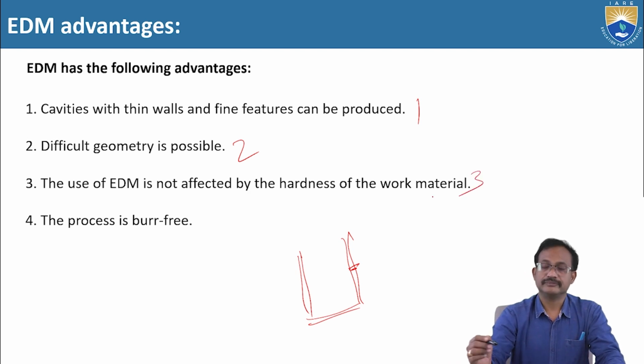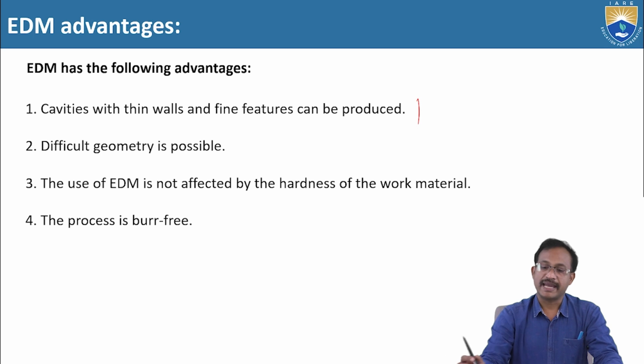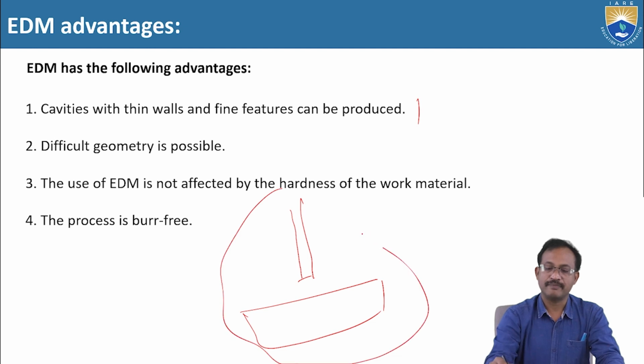Third one, the use of EDM is not affected by the hardness of the work material. Whatever the workpiece hardness or brittleness, we can easily machine by using electrical discharge machine. Last one is the process is burr free. There will not be burr at the end of the machining process. During the machining, both electrode and the workpiece are immersed in dielectric fluid medium.